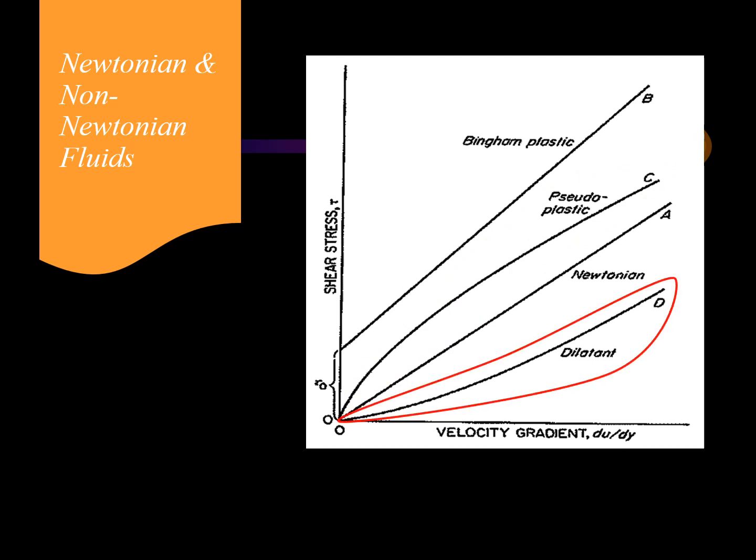Curve D are called dilatant fluids, like sand in water or sand-filled emulsion and cornstarch suspension. The curve passes through the origin, concaves upward at low shears, and becomes linear at high shears. With increasing shear stress, the viscosity of the fluid increases. We call that shear rate thickening.